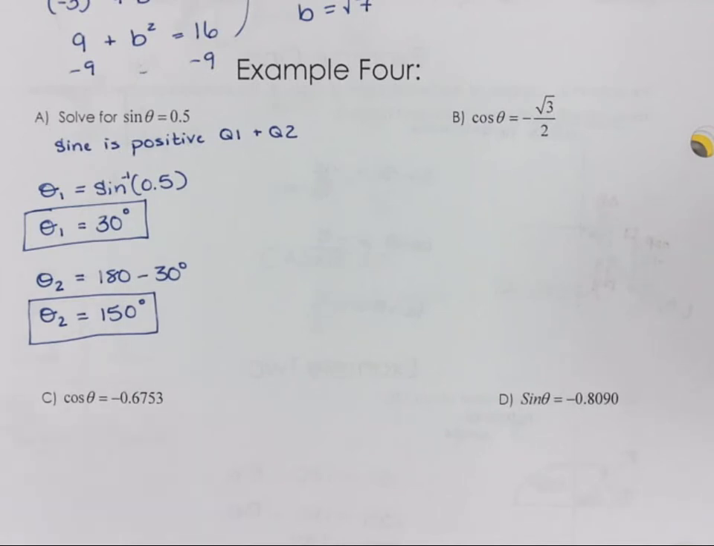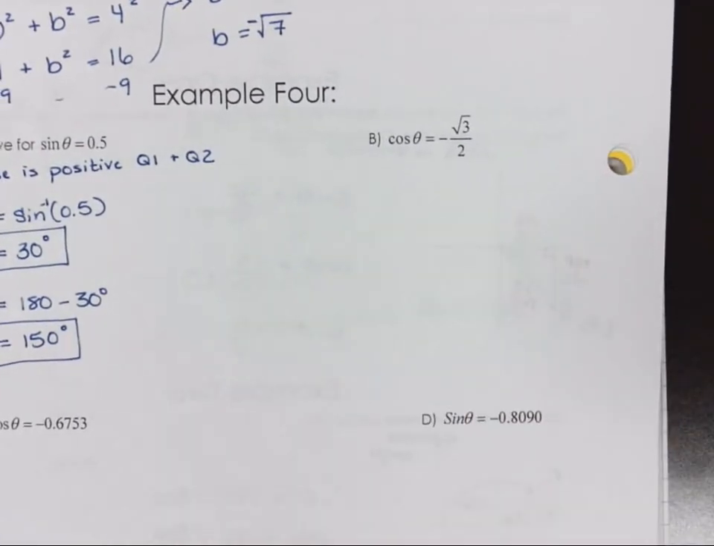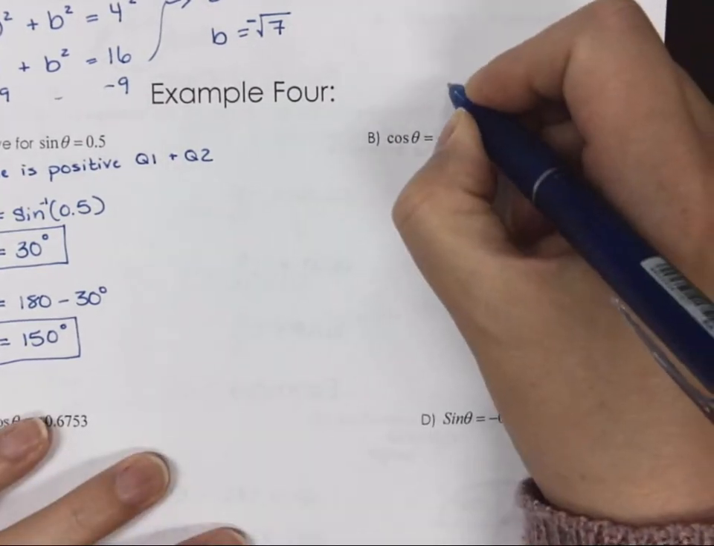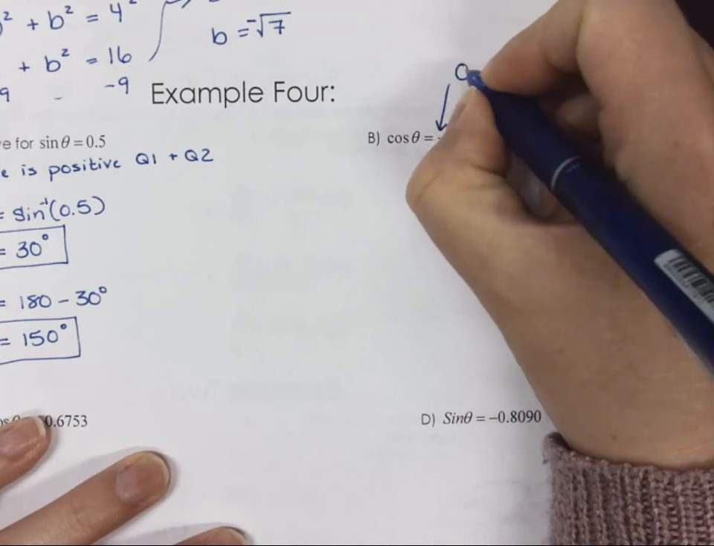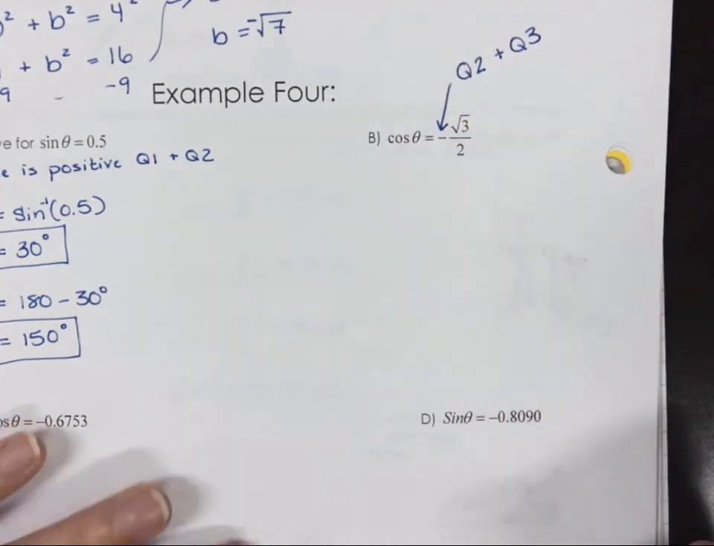Okay, guys, we've got to get through this. So let's just do a couple more examples and see if it helps. All right, so cosine. My ratio is negative this time. So what quadrants am I in? This is going to tell me my answers are in quadrant 2 and quadrant 3.